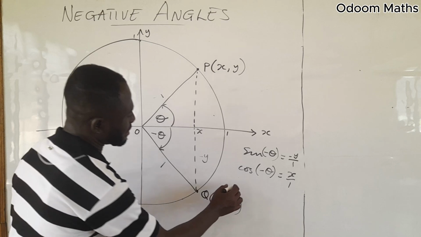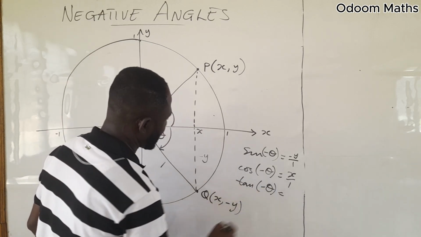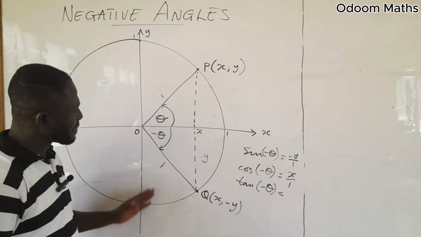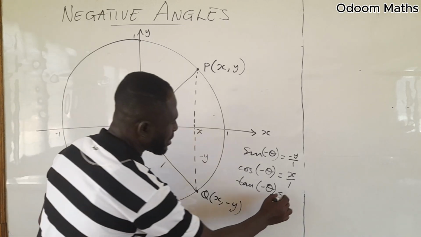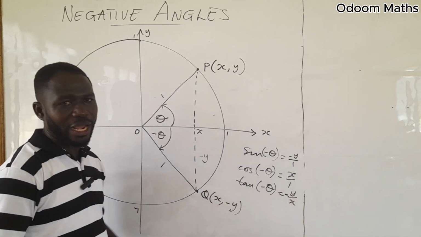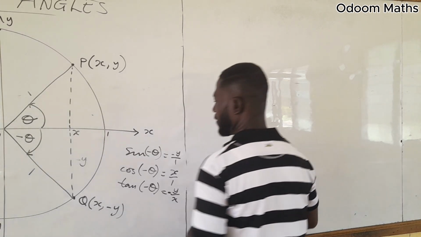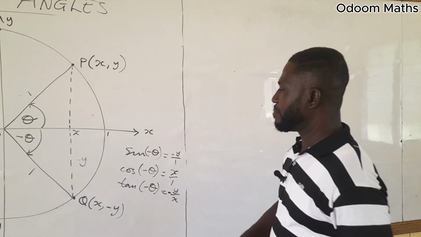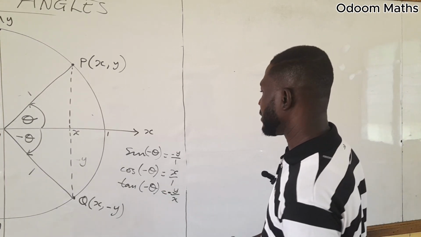Okay. Now let's look at tan. Tan negative theta, tan is opposite over adjacent, so that is negative y over x. We can do the same for the other identities, the reciprocal identities.